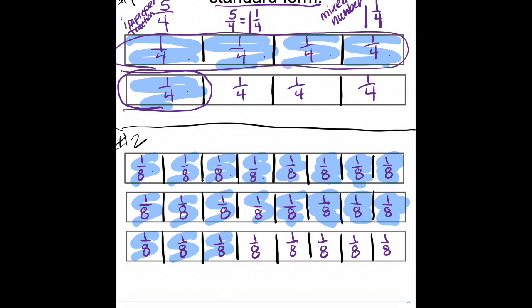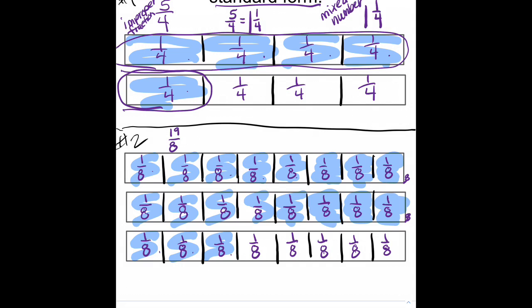Okay, so I am going to count up how many of these 1/8 that I have. Well, I know I have 8 of them in my first fraction bar, and I have another 8 down here, so 8 plus 8 is 16. So 17, 18, 19. So my improper fraction is 19/8. So I have 8 of them there, and I have 8 of them there.